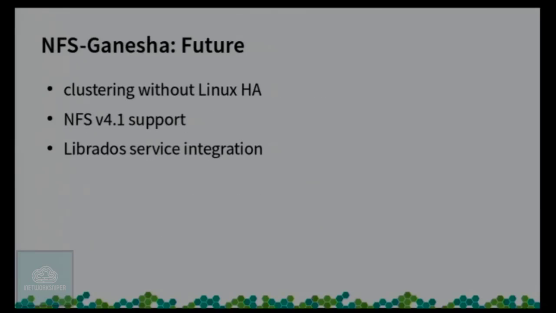So now, NFS future, that's the last slide. Upstream has already started working on clustering support in NFS Ganesha without using the Linux HA. It means that there will be support in Ganesha to manage the clients. I think it's more targeted towards using Kubernetes with NFS Ganesha. Then another feature would be version 4.1 support, which means pNFS, and librados service integration would also be nice.